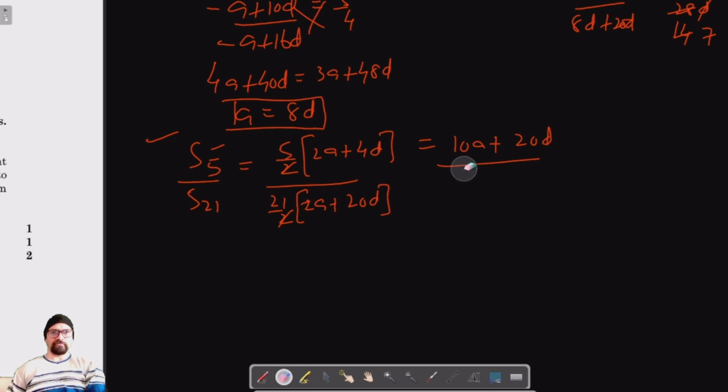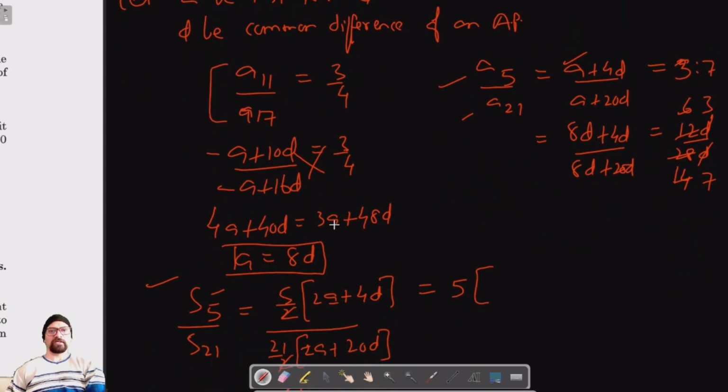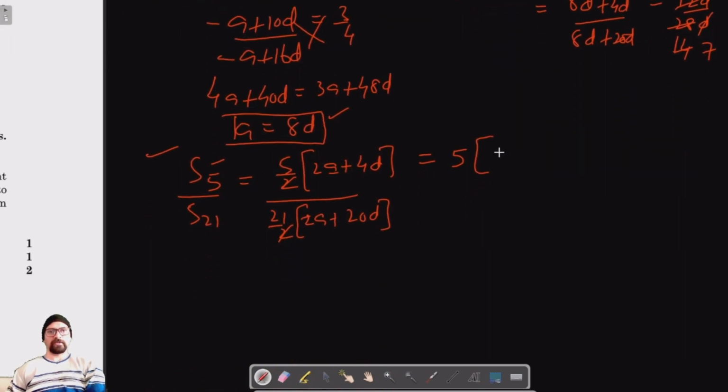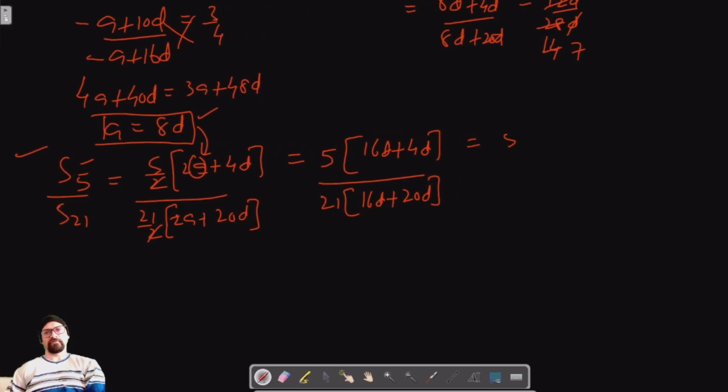So this is equal to 10a plus 5 fours are 20d. Rather, let me just put in the value of a. So this is 5 into 2 into 8d, since a is 8d, that is 16d plus 4d, upon 21 into 2a, so 2 into 8 is 16d plus 20d. Which gives us 5 into 16 plus 4 is 20d, and 21 into 16 plus 20 is 36d.